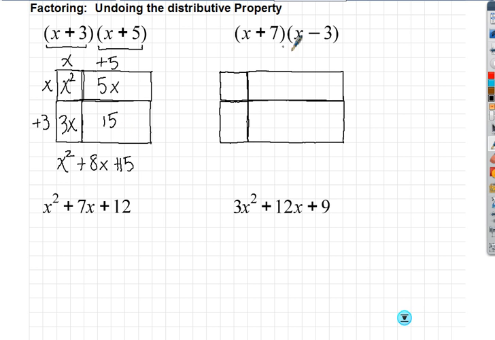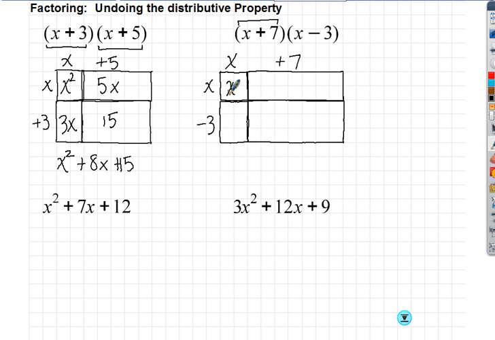It works even with negative lengths. Even though in the real world we don't have negative lengths, the model is still useful. So the length here would be x, and then this piece would be plus 7. So the whole length of your rectangle is x plus 7, and this would also be x, but we now have a minus 3 here. So now the rectangle has an area of x plus 7 times x minus 3.